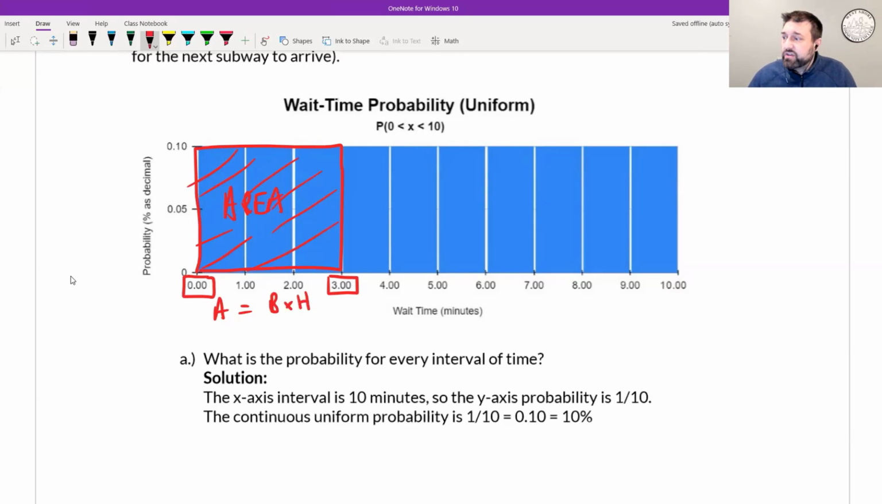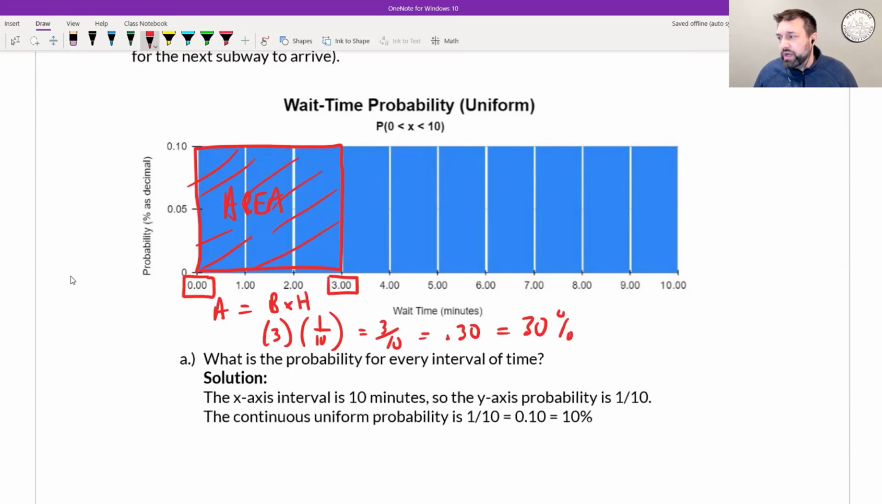So what is our base? Our base for this rectangle is 3. What is our height? 1 over 10. And so the probability of waiting is 3/10, which is 0.30, which is 30%. So there is a 30% chance that someone arriving on the subway platform will have to wait between 0 and 3 minutes. And we calculated that probability by finding the area of a shape, a rectangle in this particular case, okay? And now we can ask all other sorts of questions about this, right?